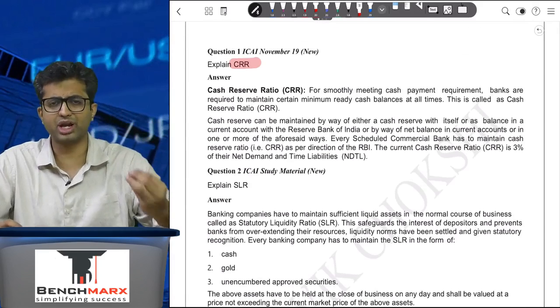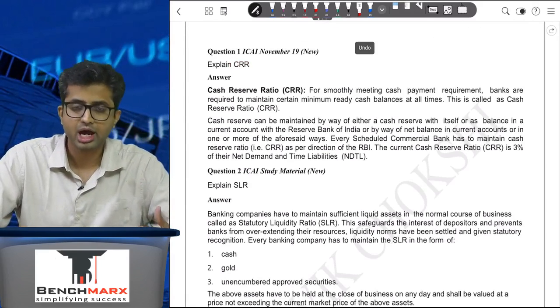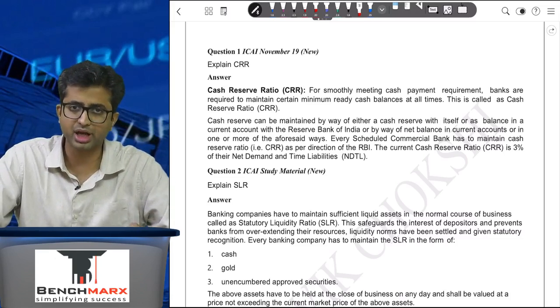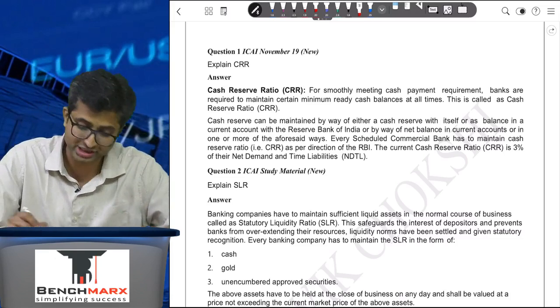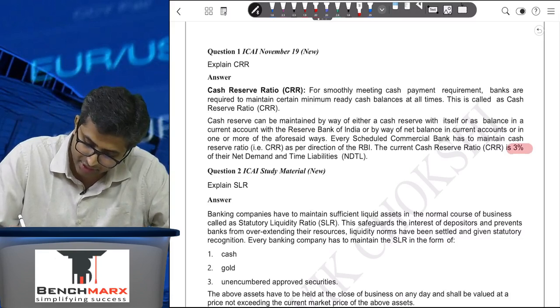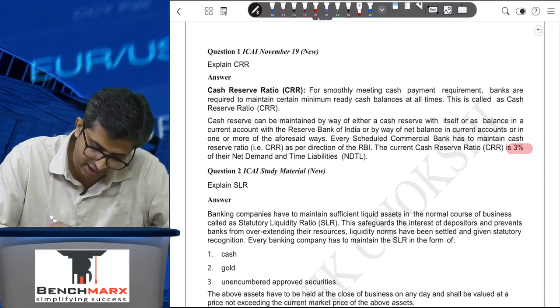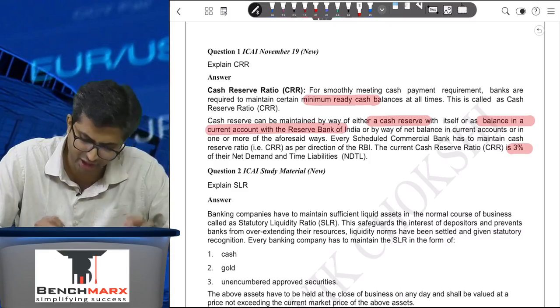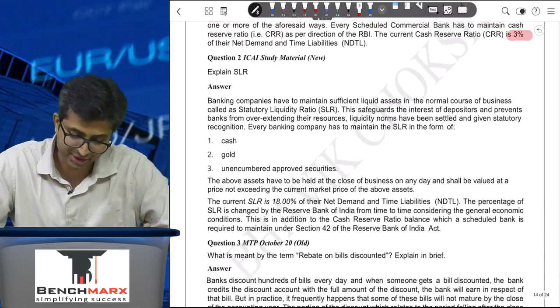CRR is the amount that you have to keep in cash, either direct cash or in current account with the RBI. The current CRR ratio is 3%. You have to remember this, and this is kept in cash, ready cash, or in current accounts. So this is either kept as a cash reserve with itself or a balance in a current account with the RBI. This is CRR.